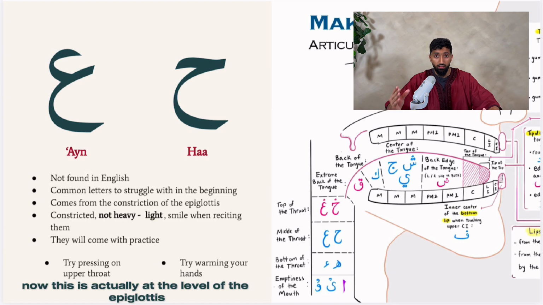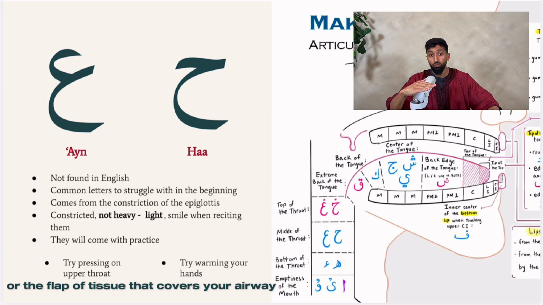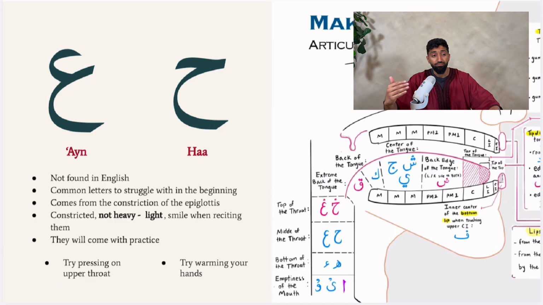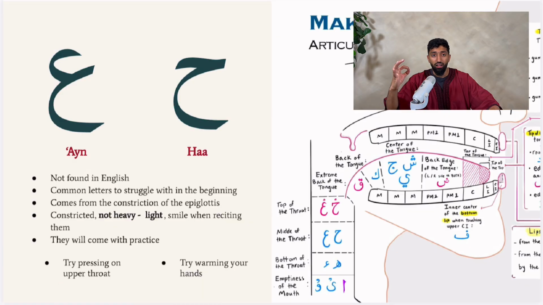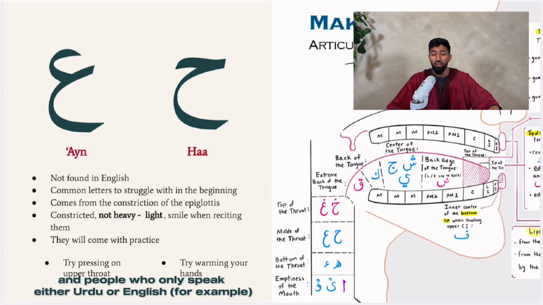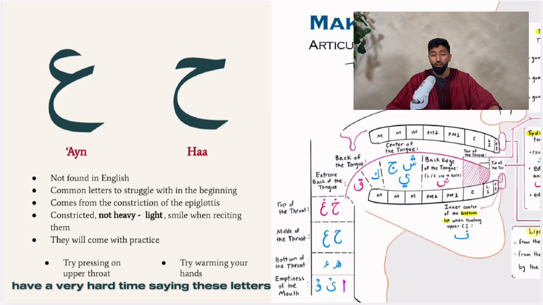Now this is actually at the level of the epiglottis, or the flap of tissue that covers your airway when you're trying to swallow food so you don't choke. But the letters that come from here are Ain and Ha. They are not in the English language, and people who only speak either Urdu or English have a very hard time saying these letters. But I've seen all my students eventually get the letters correctly. It just comes with practice.